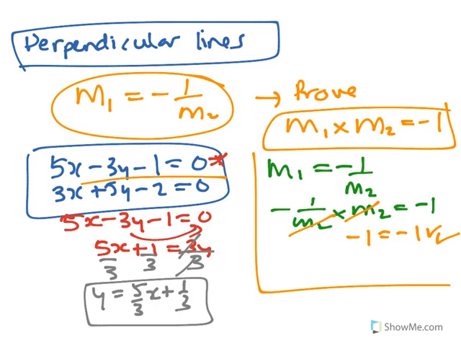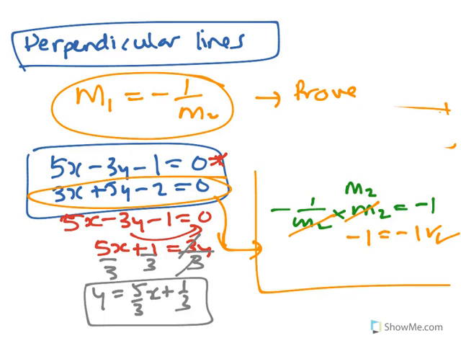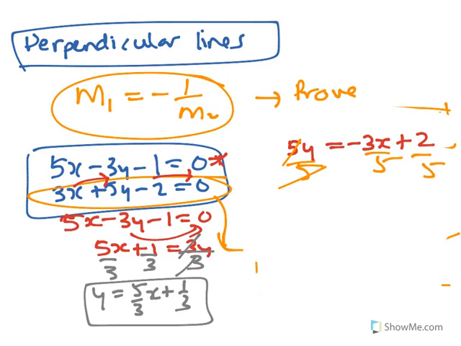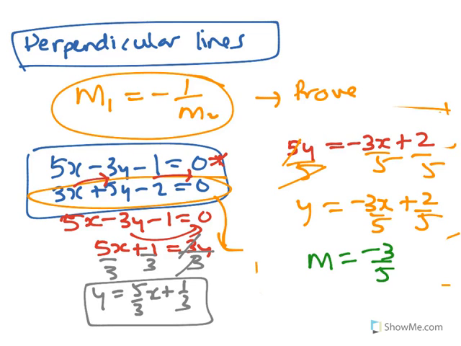If you take the second equation, which is that one, I'm going to take that one. 5y equals minus 3x plus 2. Moving those over to the other side. Divide by 5, divide by 5. It cancels. So y is minus 3x on 5 plus 2 on 5. So the gradient is minus 3 on 5.